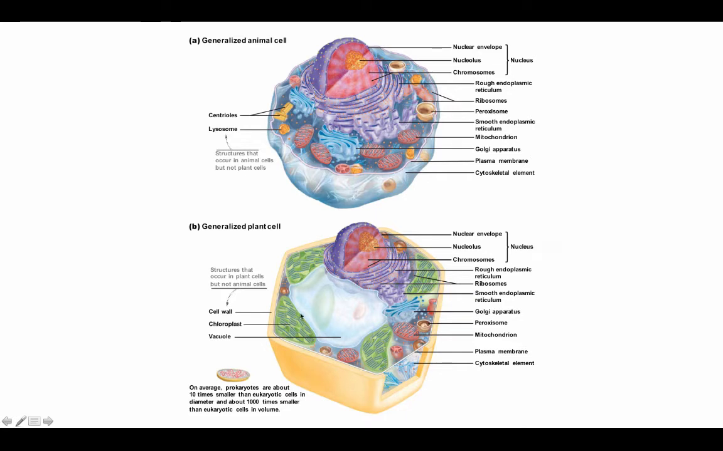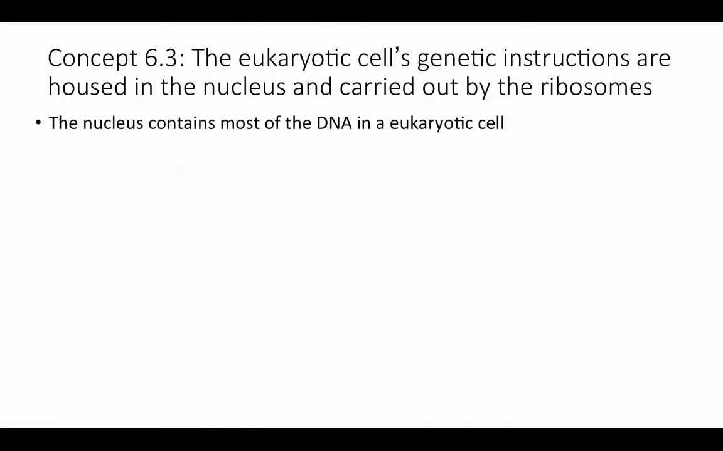They also have this large central vacuole that's lacking in animal cells. Animals have their particular organelles called lysosomes that are missing from plant cells. So the next main concept is that the eukaryotic cell's genetic instructions are contained in this membrane-bound nucleus. And these genetic instructions, the instructions for creating polypeptides, which will then be processed into functional proteins, is executed by the ribosomes. They're the actual structures that construct these polypeptides.